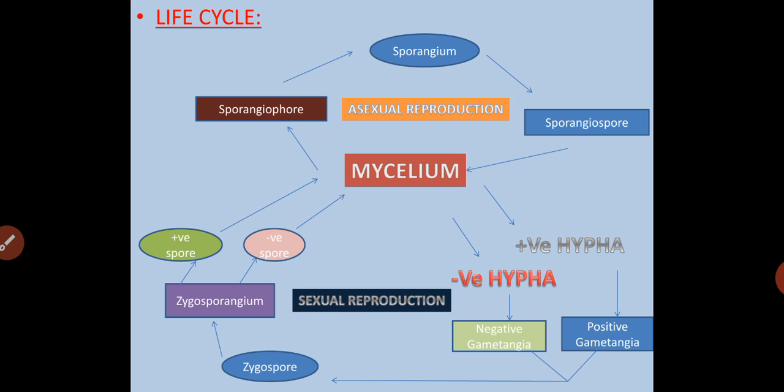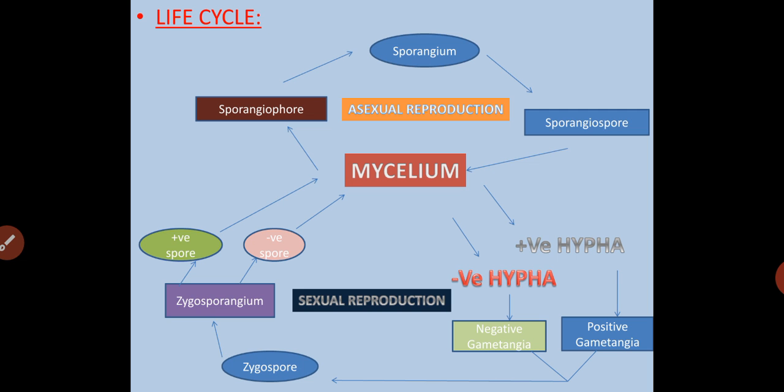The hyphae of Rhizopus undergo two types of reproduction. One is asexual reproduction, another is sexual reproduction. In asexual reproduction, hyphae produce a stalk-like structure called the sporangiophore. At the tip of the sporangiophore, it produces a sac-like structure called the sporangium. Within the sporangium, spores are produced, called sporangiospores. When the sporangiospore germinates, it produces new hyphae.